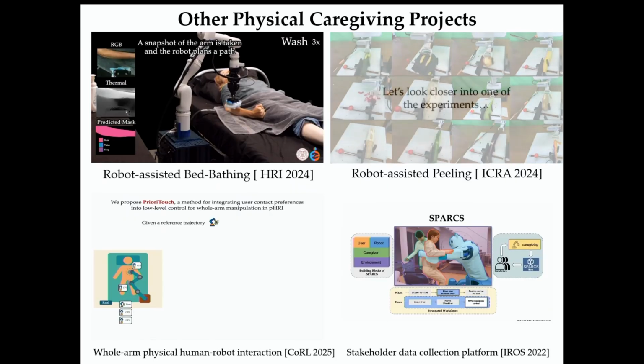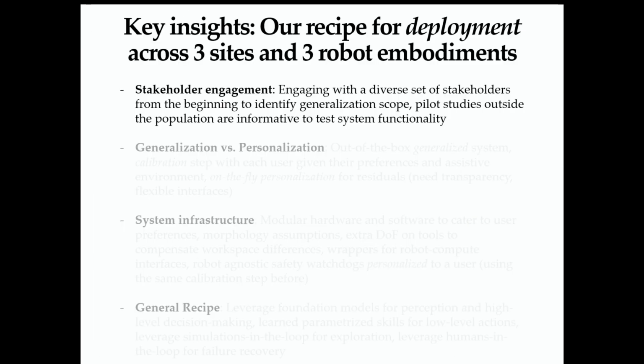So to conclude, I want to end with key insights of our deployment. First, stakeholder engagement is very important. It's not just, okay, we have developed algorithms and systems, now I have to evaluate this to publish the paper, so I go evaluate with users. That's not the path to success. The engagement is important from the beginning, from the inception of the project itself.